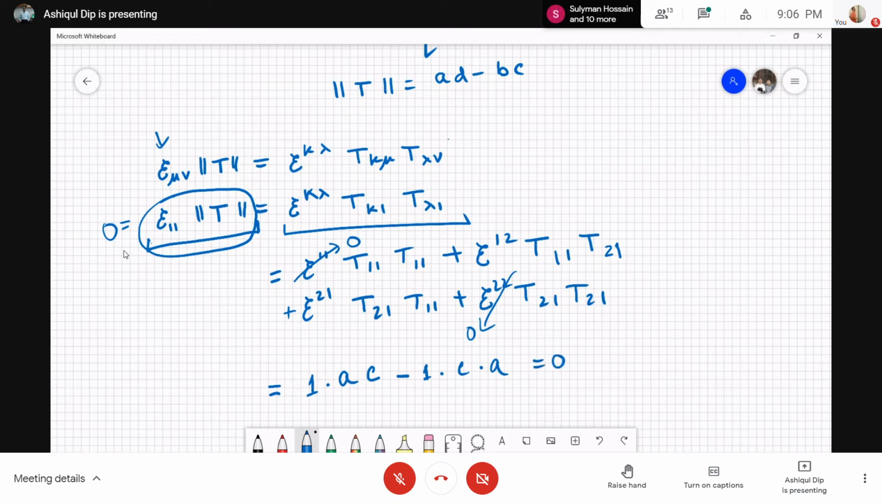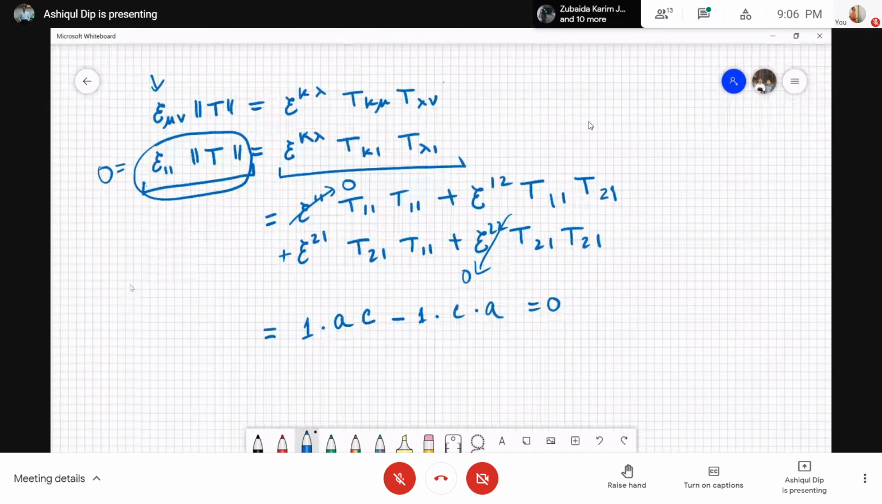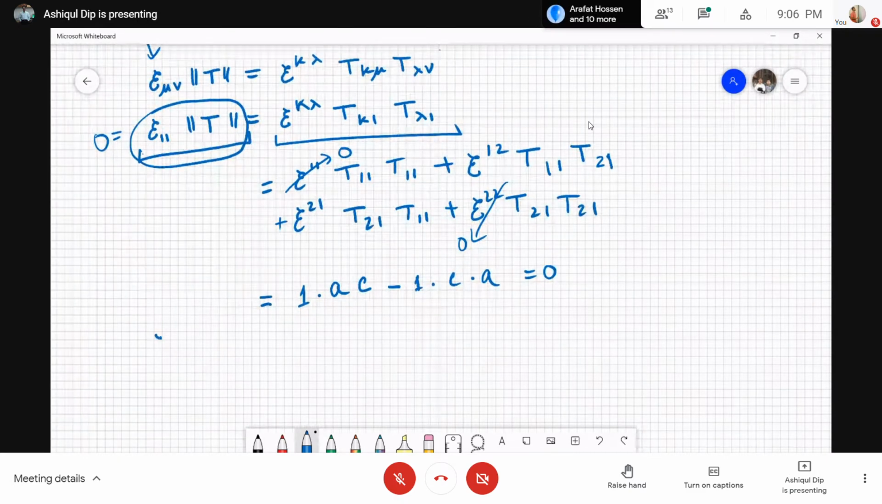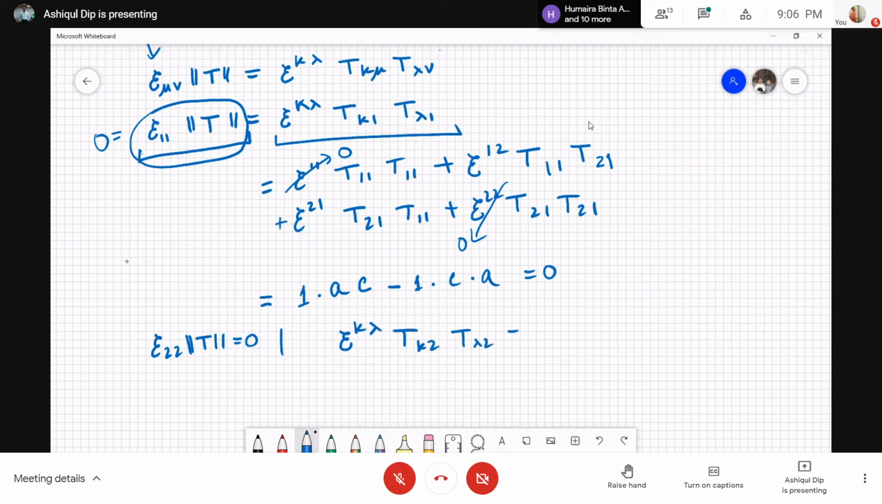Okay, so as we can see, for E11 it holds. So what about E12? Can you show that E22 times this thing is 0? That's for sure. But can you show that E kappa lambda T kappa 2 T lambda 2 is also 0? Can you show that?